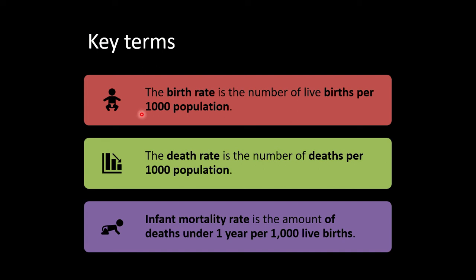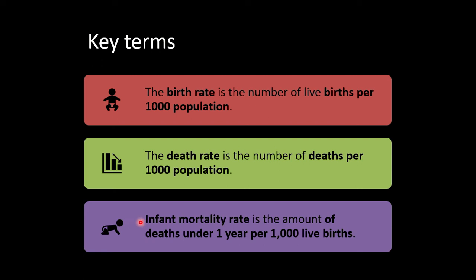The death rate's kind of the same. It's the number of deaths that take place for every 1,000 people in the country every year. So if the number is high, that means we have a high death rate, and if it's low, we have a lower death rate. The same with birth rate.